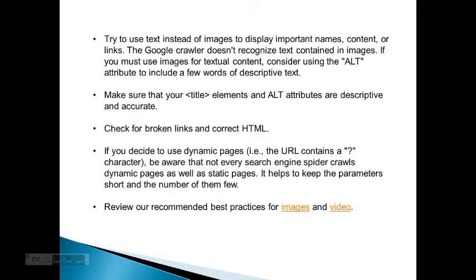Try to use text instead of images to display important names, content, or links. The Google crawler doesn't recognize text contained in images. If you must use images for textual content, consider using the Alt attribute to include a few words of descriptive text. Make sure that your title elements and Alt attributes are descriptive and accurate. Check for broken links and correct HTML.